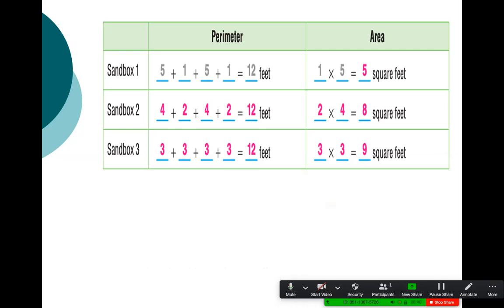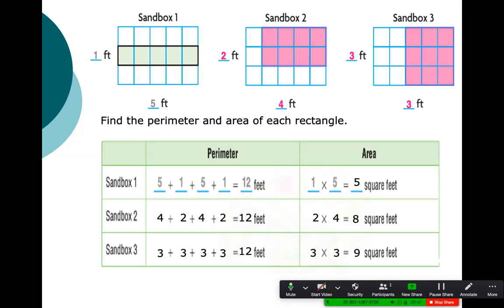I want you to take a look at the sandboxes again. What can you observe? Let's try to think critically. Can you tell me what kind of conclusion you can draw? You have again 3 sandboxes having the same perimeter but different areas. What can we tell about the relationship between area and perimeter in this question?